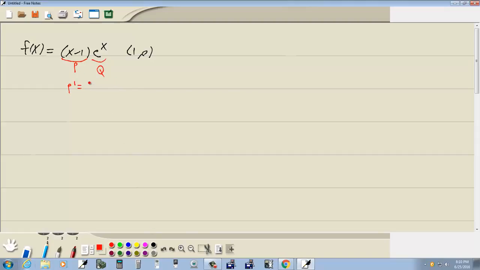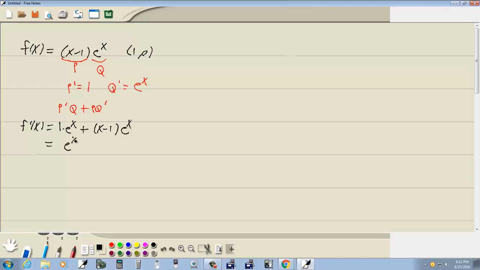The derivative of x minus 1 is 1. We also need q prime, and the derivative of e to the x is e to the x. So our formula is p prime q plus p q prime. So for our derivative, p prime was 1 times q, which is e to the x, plus p, which is x minus 1, times q prime, which was e to the x.